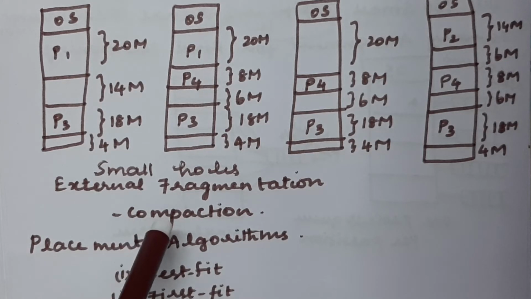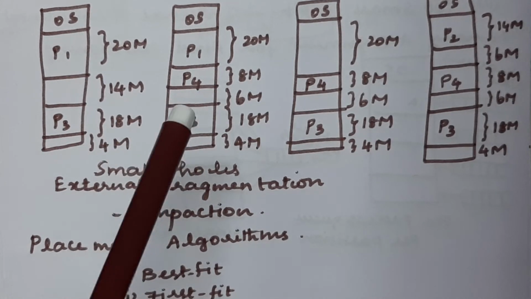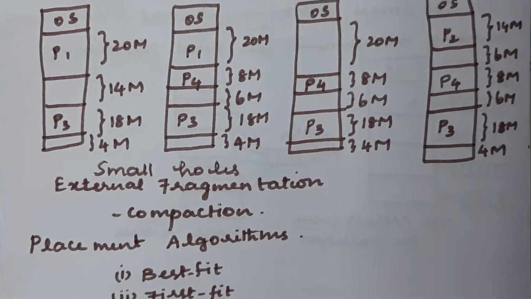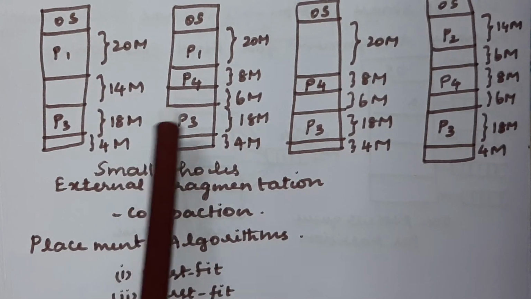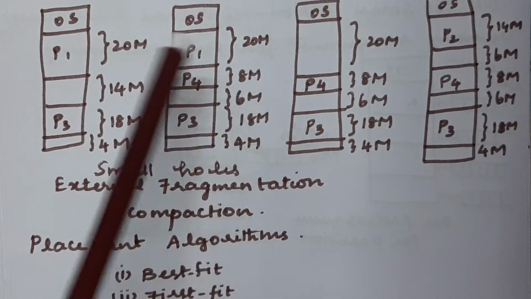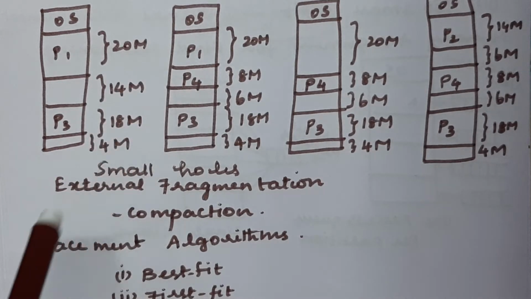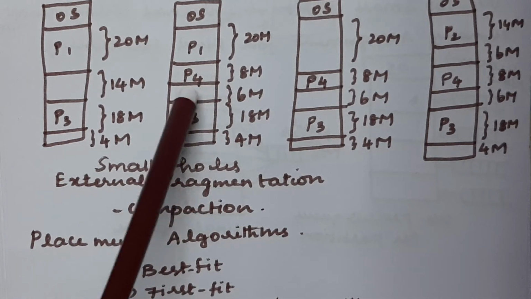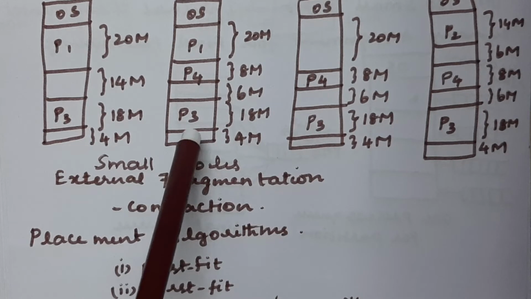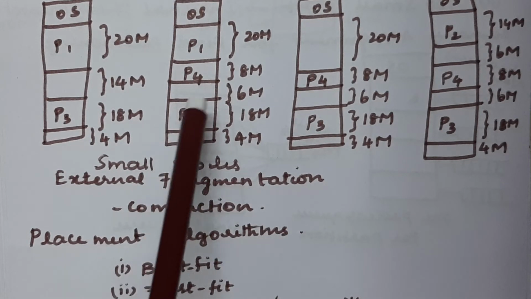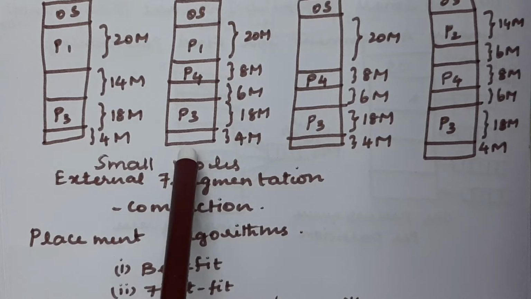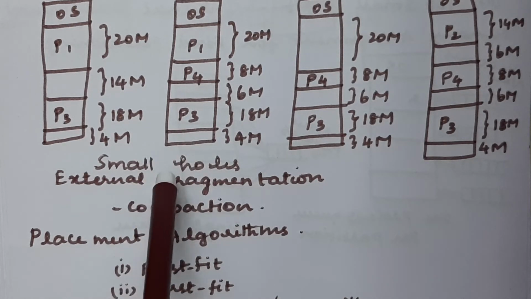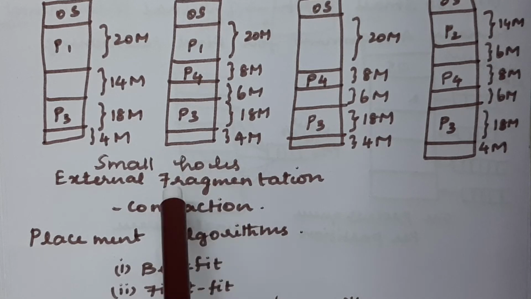Compaction is a method to move all the small empty holes to one part of the memory, and all the allocated space is moved to another part of the memory. So we have to move all these small holes to the bottom of the memory. This is compaction, so that we can avoid external fragmentation. If you move them and make one big hole, then again we can implement dynamic partition of that big hole in order to hold several processes. So this is what compaction.